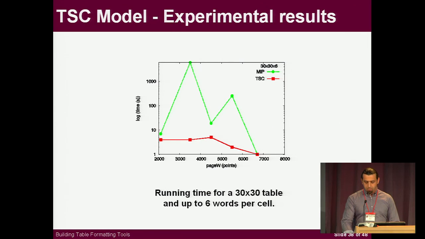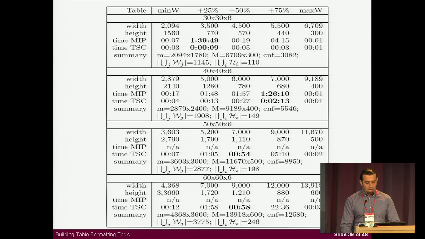When it comes to experimental results, the TSC model that we are reporting on has actually improved time compared to the previous models we have published last year. As you can see in a table that was 30 by 30 with up to 6 words in each cell, the running time came down from probably an hour and a half down to under 10 seconds.